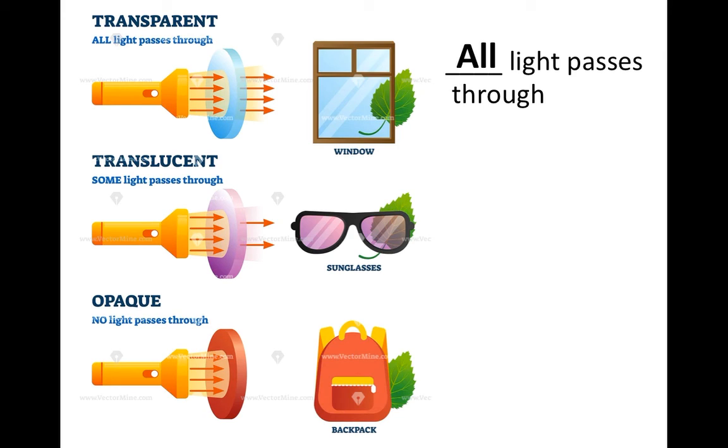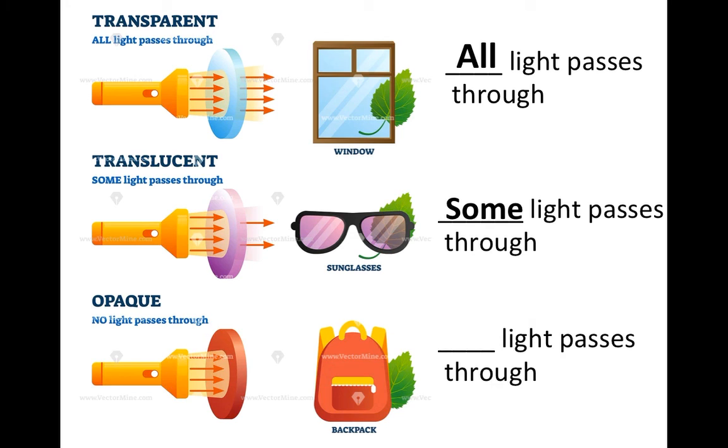Repeat after me. In transparent objects, all light passes through. In translucent objects, some light passes through. And in opaque objects, no light passes through.